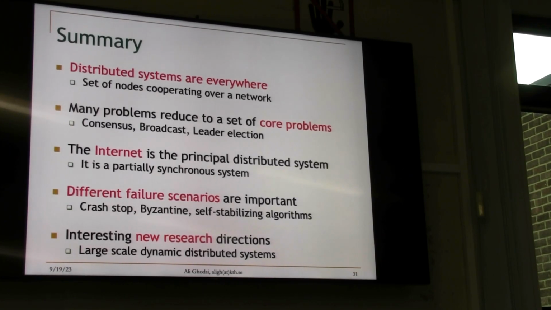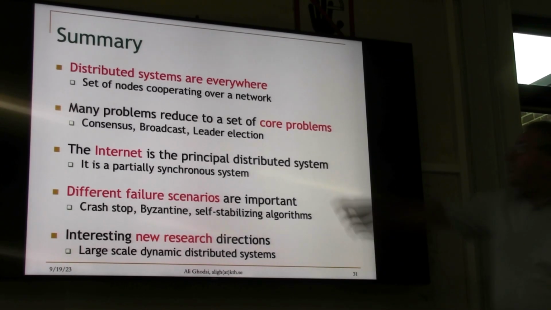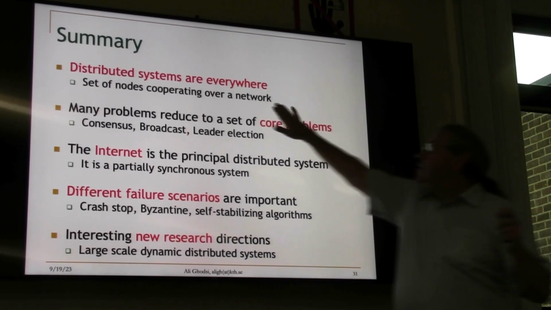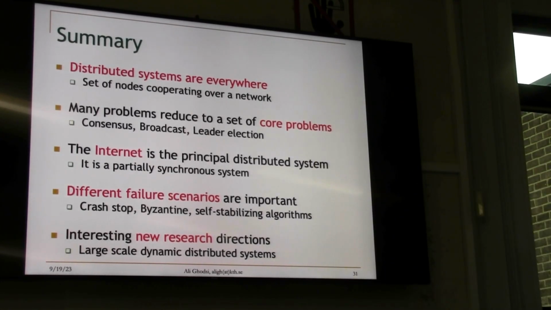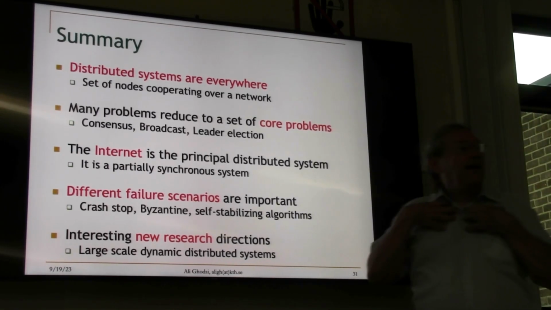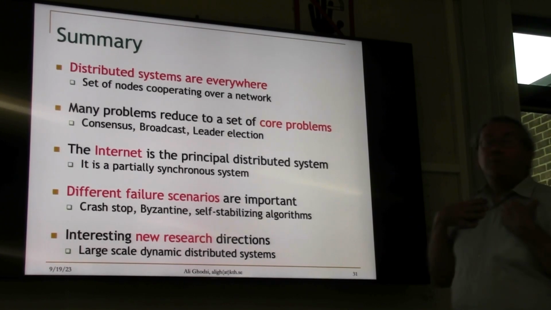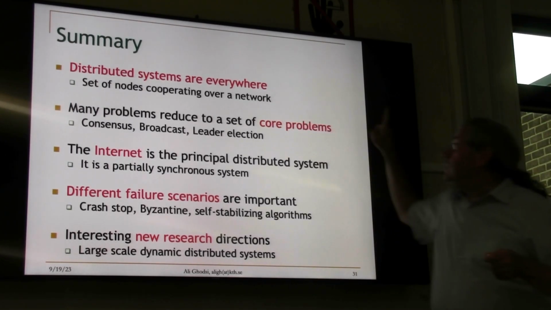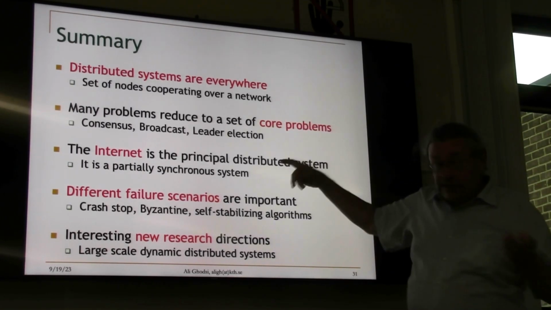Okay, so let me quickly summarize what we saw today. First of all, distributed systems are everywhere. So it's kind of strange that you have to wait until the 4th year to learn about them. It should be much earlier, but what can I say? I'm just a lowly computer science professor who has very little influence on when courses are taught. So they're everywhere. It's very important. So we're going to study them.